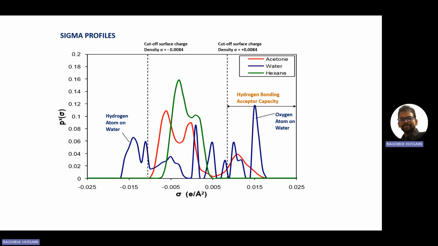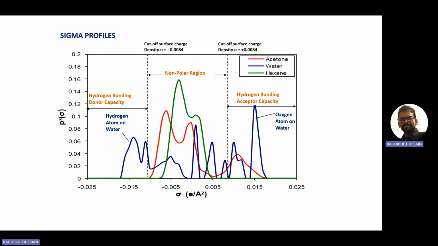So if this particular zone can accept, it means these segments can interact with these segments. These segments can interact with these segments. So these are called the hydrogen bond donor region. This is called the acceptor region. And the remaining area is called the non-polar region. That's what the entire sigma profile is.